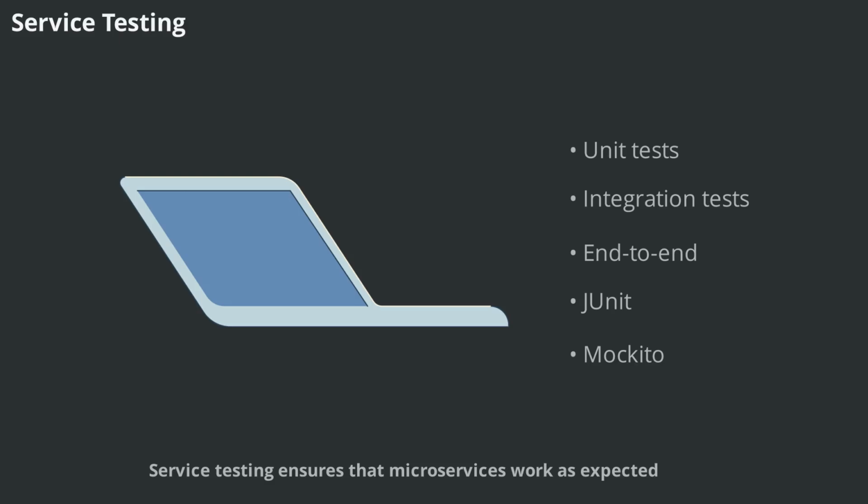Service testing ensures that microservices work as expected. You'll need to write unit tests, integration tests, and end-to-end tests. Spring Boot provides tools like JUnit and Mockito for testing individual components, while tools like Testcontainers enable integration testing with real databases. Interviewers may ask about your testing strategies and how you ensure reliability. Mastering testing techniques will help you deliver robust, error-free systems.